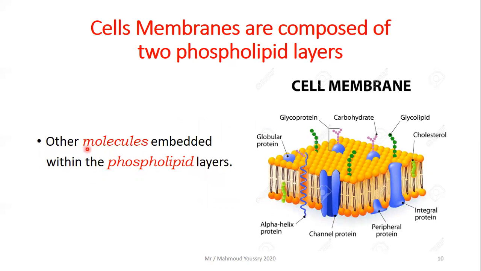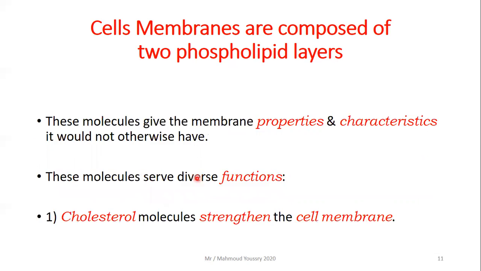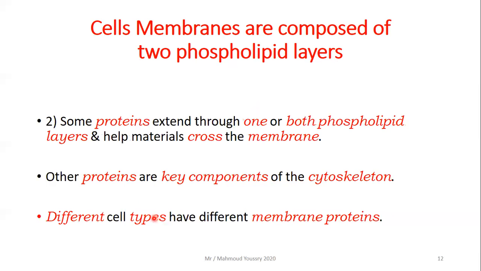Other molecules are embedded within the phospholipid layers. These molecules give the membrane properties and characteristics it wouldn't otherwise have. These molecules serve diverse functions. Number one, cholesterol molecules strengthen the cell membrane. Number two, some proteins extend through one or both phospholipid layers and help move materials across the membrane.